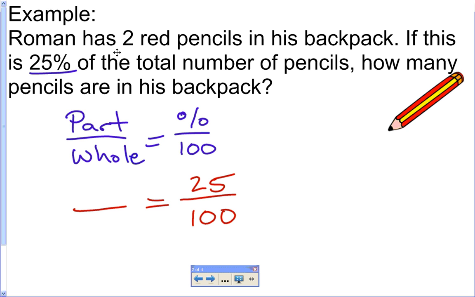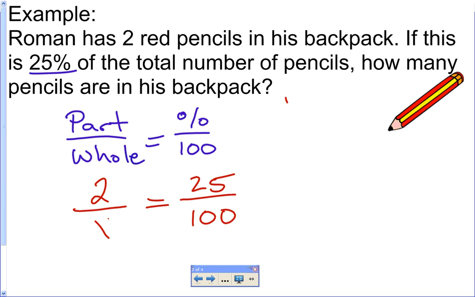Now we've got to figure out if the 2 is the part or the whole. So this really takes some reading comprehension. You've got to read this and decide, is 2 just some of the pencils he has, or is that all of the pencils he has? And hopefully when you read this, you realize that it's just some of the pencils he has. It's part of the pencils that are in his backpack. Part of them are red, part of them are not. So the 2 red is part of his total amount of pencils.